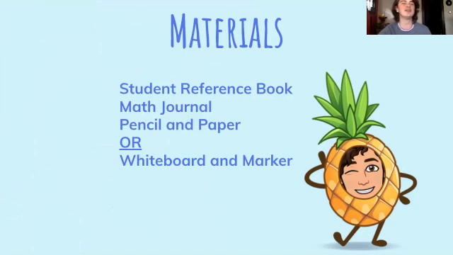Today you need a student reference book. You need your math journal. You need pencil and paper or whiteboard and marker, just like normal.